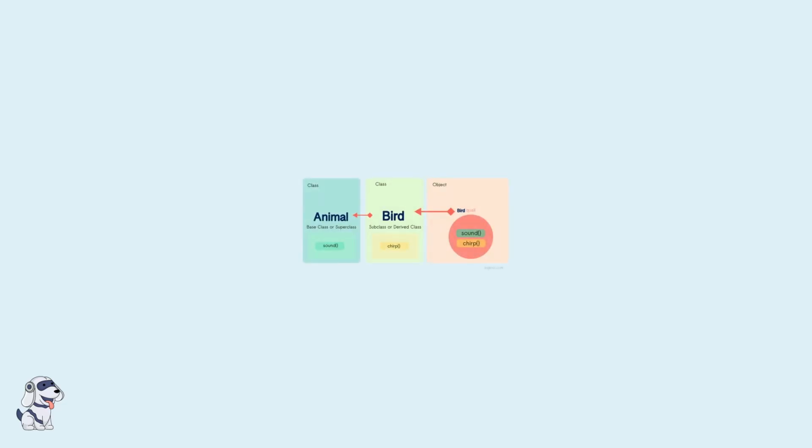Here's another way to visualize inheritance. This shows how an animal class can be extended by a bird class, which then creates specific bird objects with both inherited and new methods. Notice how the bird class inherits the sound method from animal, but also adds its own chirp method. When we create a bird object, it has access to both methods. This is the power of inheritance.